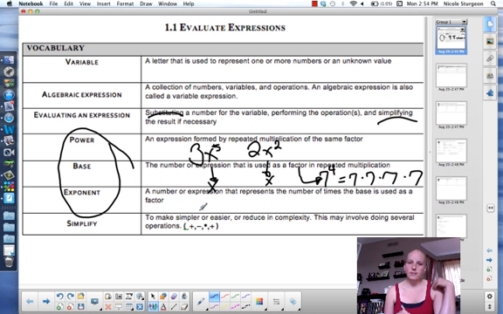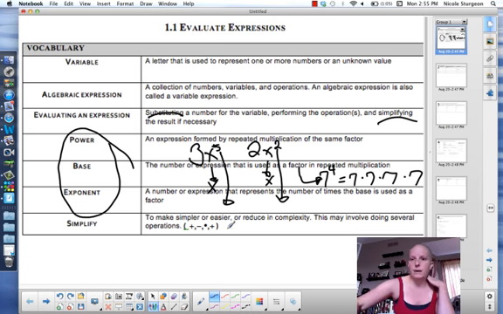And then obviously I think you're pretty familiar with the idea that the exponent is that little number. This 5 is my exponent. And this 2 up here is an exponent. That 2 out in front is called a coefficient, but we're not going to see that word for another day or two. So those are our vocabulary words.